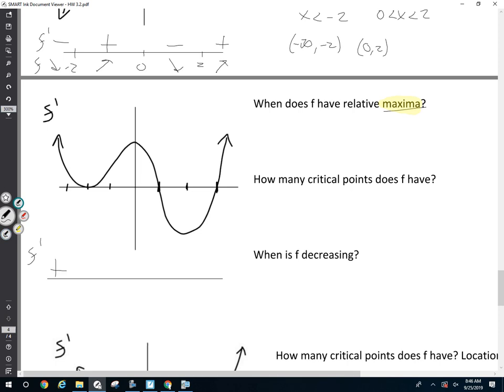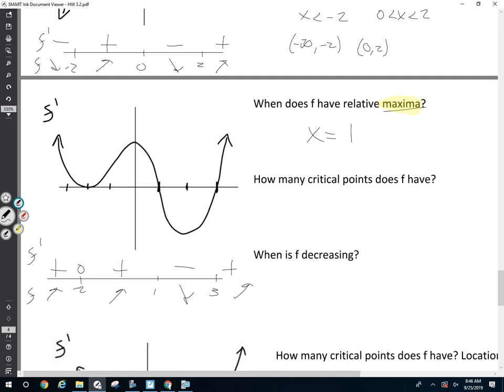I have positives until -2 when I have a 0. But then I have positives until 1, and I have negatives until 3. Positives after 3. F is going to be going up, flattening out, going up, going down, going up. The only time where I have a max where I go up and down is at 1.